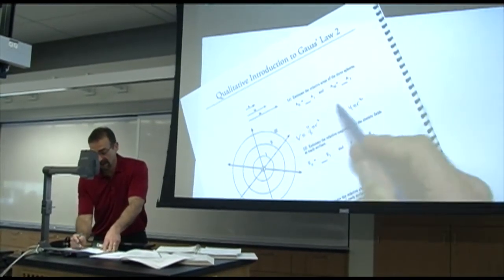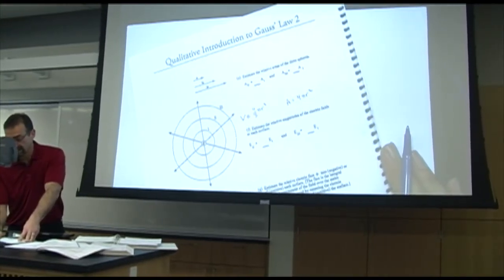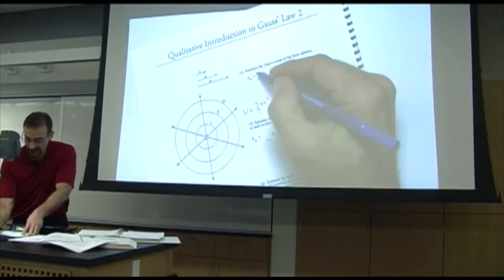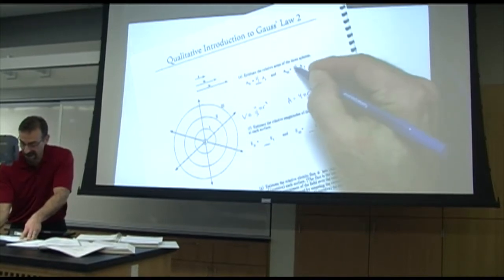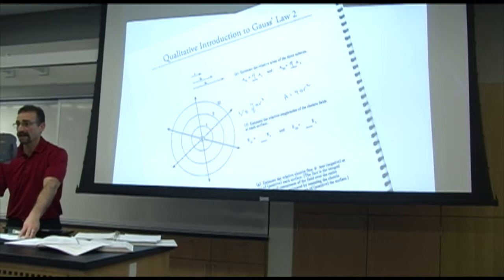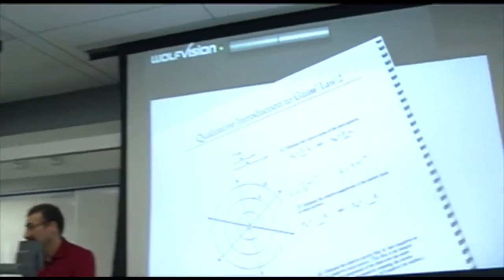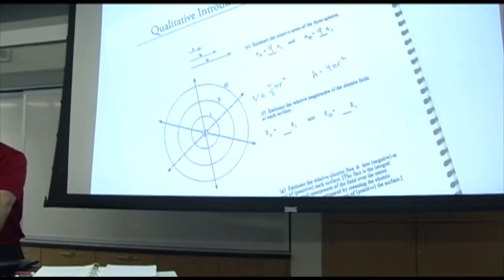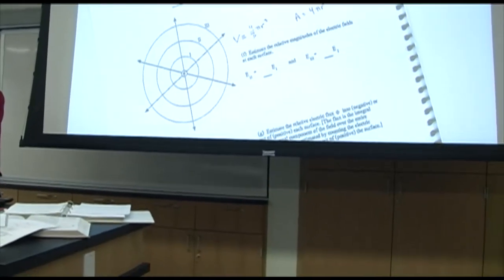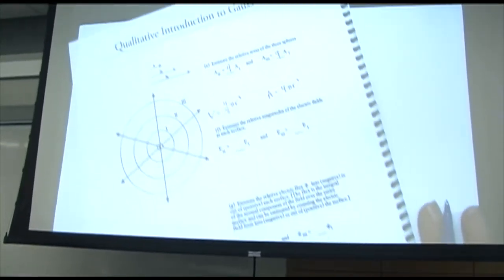Okay, so how do our areas compare? 4 times. And the next one? 9 times, right? Because it goes as r squared. You double r, it's 4 times as much. You triple it, it's 9 times as much. It goes as r squared. The erasers are coming out now. Okay, we got that?